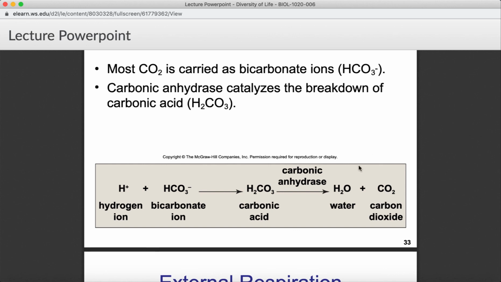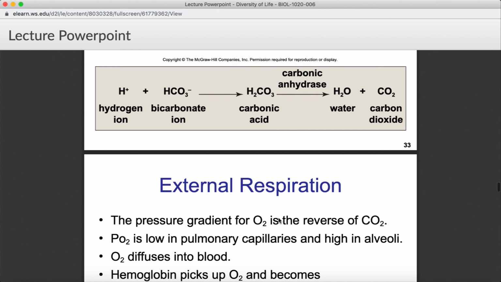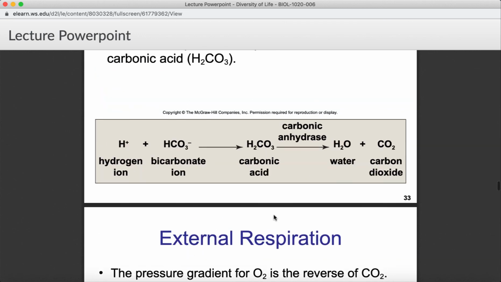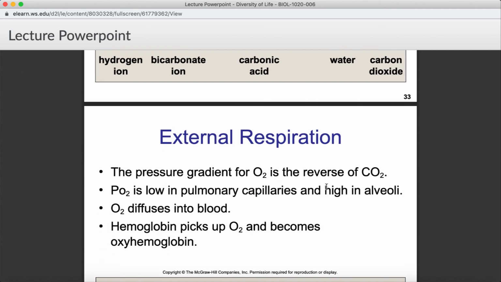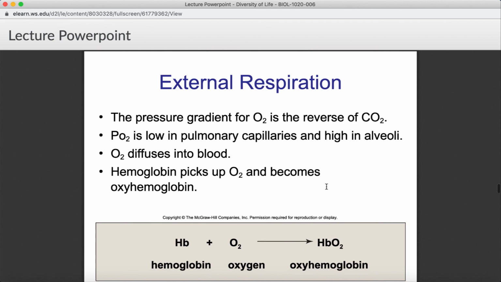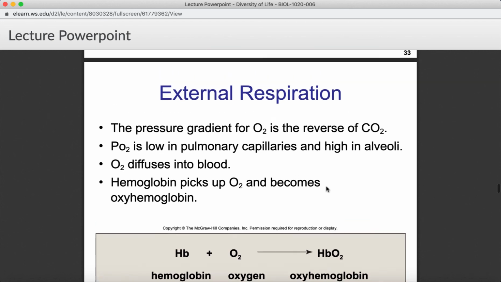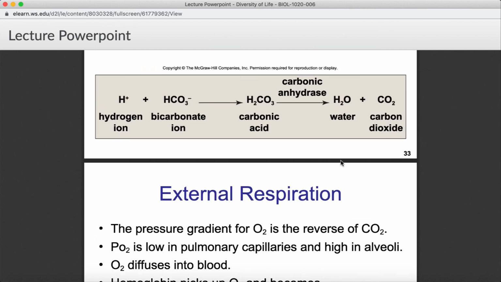You blow off more CO2, you drive down your bicarb, I'm sorry, you drive down the carbonic acid, which is why, when you're in diabetic ketoacidosis, which is a metabolic acidosis, you hyperventilate to try to blow off more of your acid to drive your pH back down. And you're getting rid of the carbon dioxide in that process.